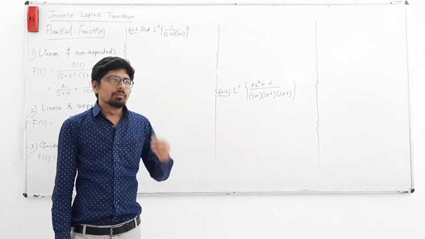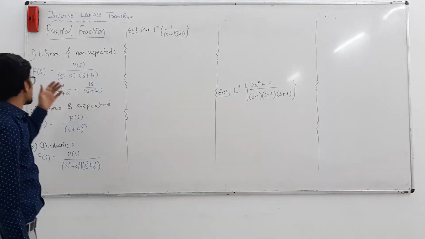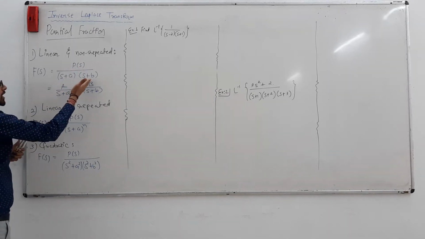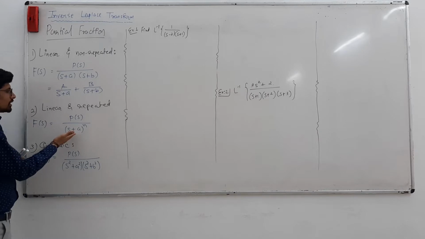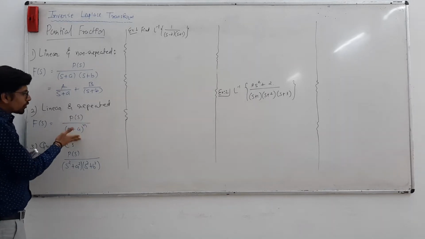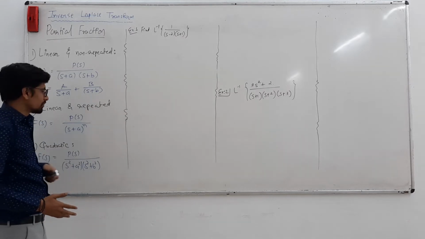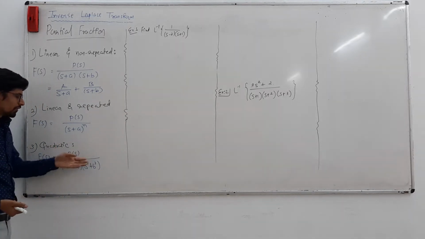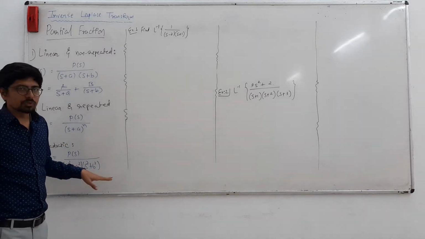How? Many times in the denominator you can find this kind of term, that is something upon (s plus a)(s plus b), and we need to find the inverse Laplace transform. Sometimes we need this kind of term, that is some function upon (s plus 3) raised to 3 or (s minus 2) raised to 4, something like that. Or many times you can find this kind of term, that is 2s upon (s square plus a square)(s square plus b square).